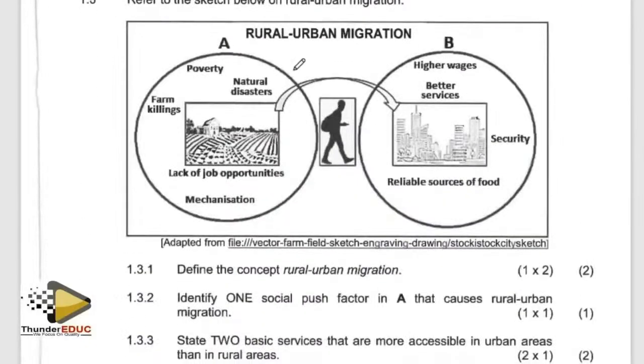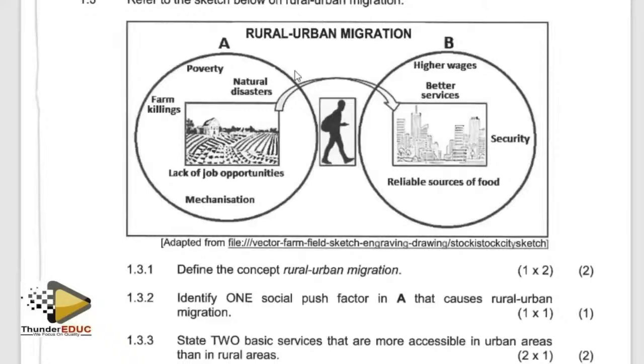It's talking about rural-urban migration, which is the movement from rural areas to urban. The arrow is indicating it. Here, it shows that they are farm areas. Here, it showed the word CBD. They talk about problems faced by rural areas like farm killings, poverty, natural disasters, lack of job opportunities, and mechanization that has taken away people's jobs. So B is the higher wages, better services, security, and reliable source of food. In B, those are the pull, and the other one is the push.